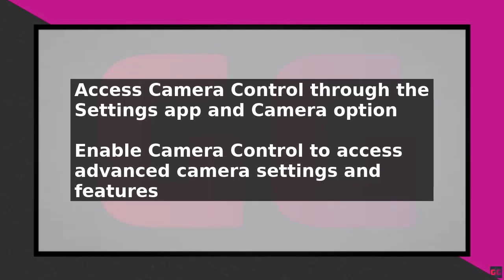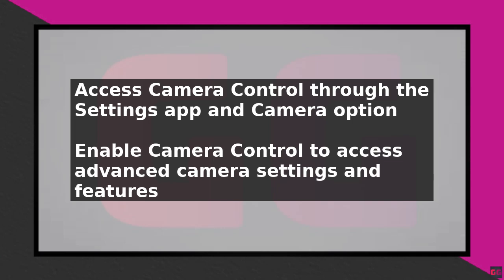Using camera control on iPhone 16 is an essential feature that allows you to take full control of your camera settings, enabling you to capture high-quality photos and videos. To access camera control, open the Settings app and scroll down to Camera. Tap on Camera and you will see the camera control option.